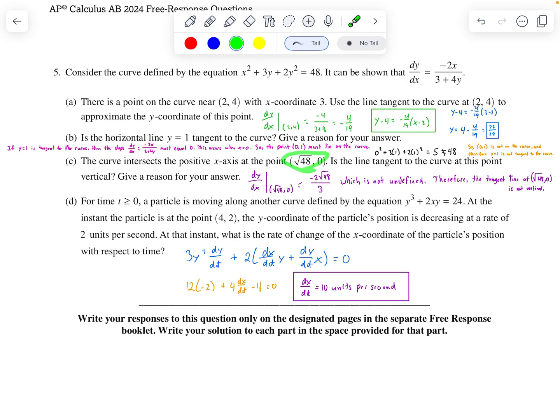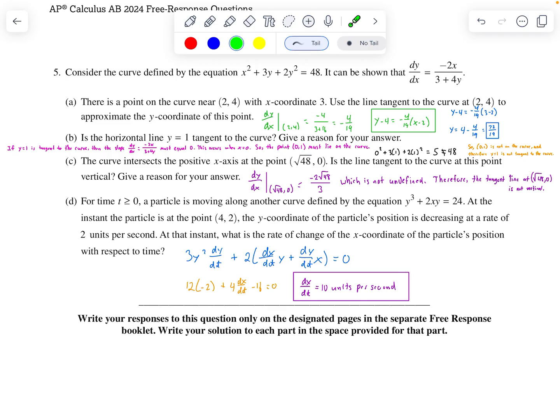Similar thing going on in C. This is a point on the curve. Is the tangent line vertical at that point? You just show that the slope is not undefined at this point. So plug this into your derivative and show that it is not 0 on the bottom and therefore not undefined. All right, and then on part D, this is related rates for the first time in a while probably.